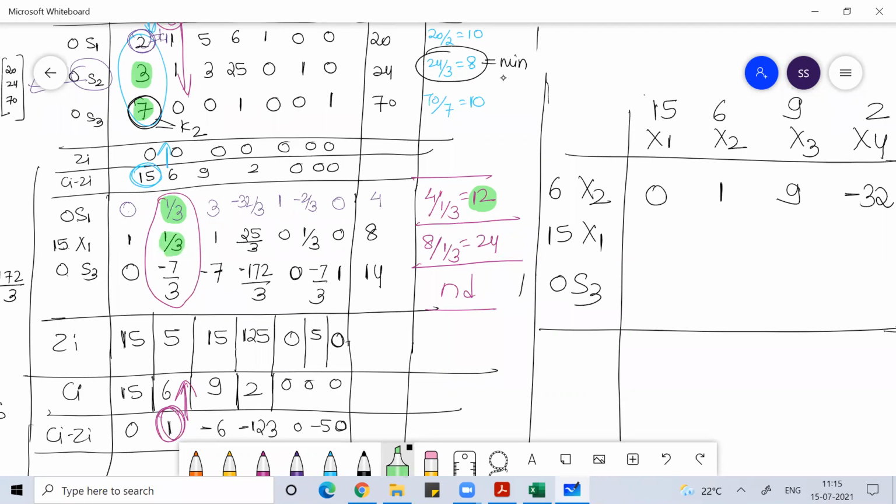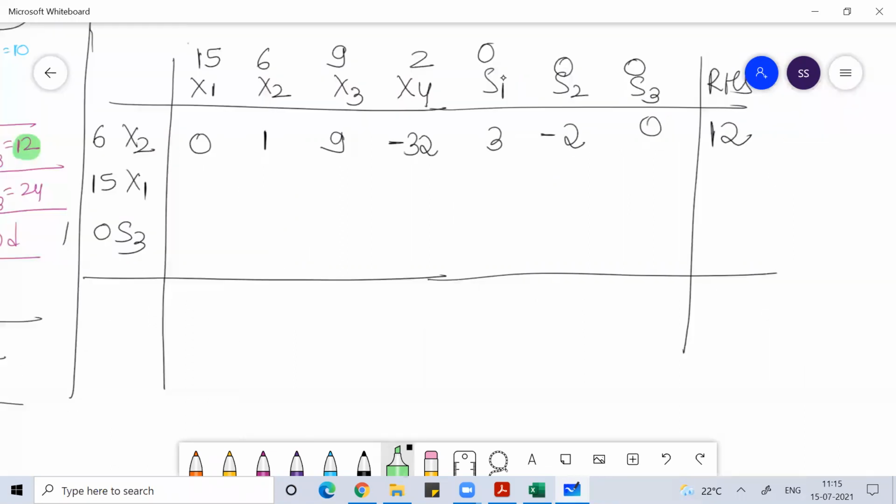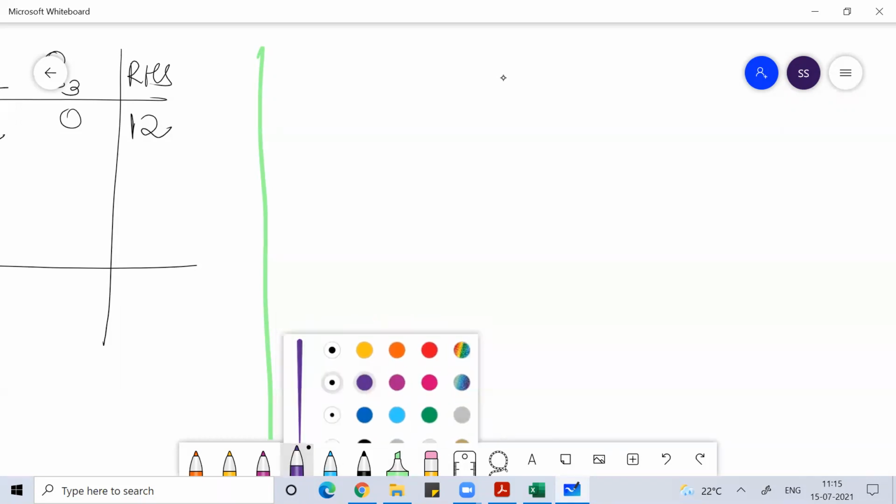Okay, and your x2 value, which is your new element value, those values are 0, 1, 9, minus 32, 3, minus 2, 0, and 12. Okay, guys, so you just write down these values because I need to find the new values of x1. So I have to do the calculation somewhere here.